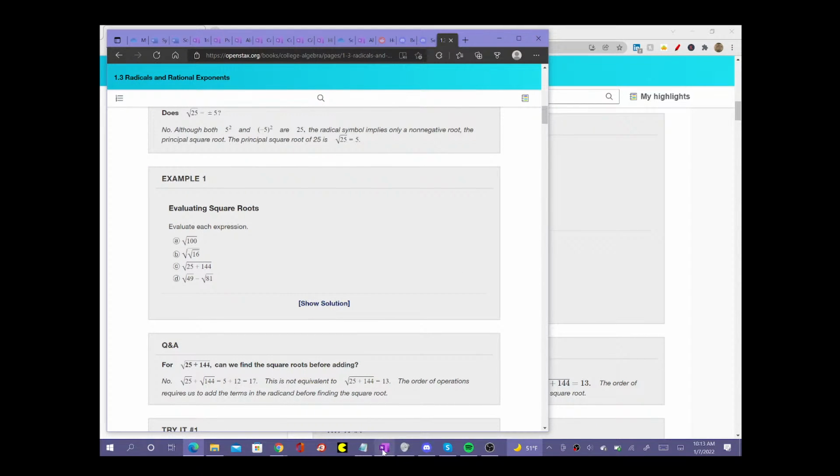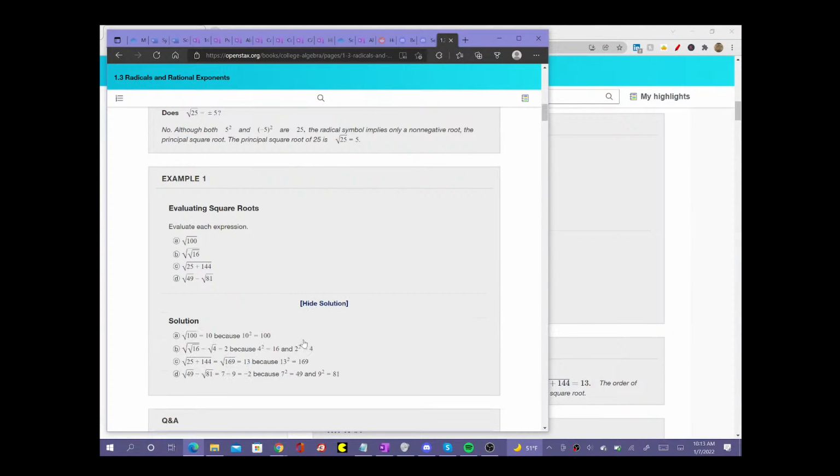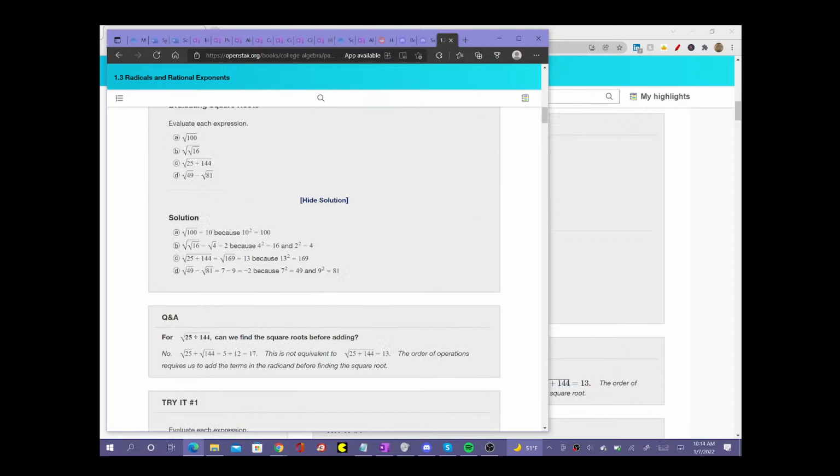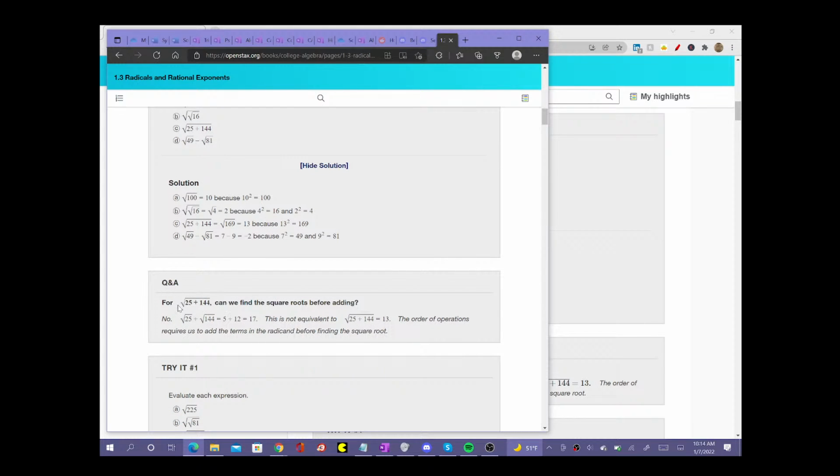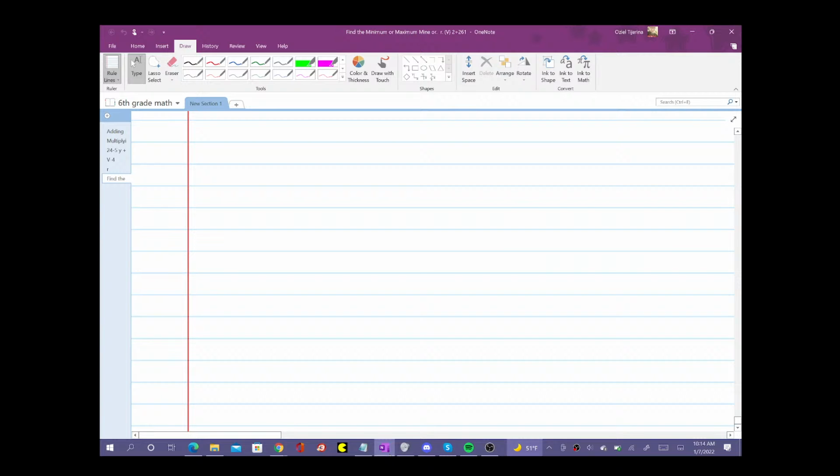Yeah, as you can see, all the ones that we did so far, you can see that it's 7 minus 9 equals -2, right? So here's the thing about Q&A. For the square root of 25 plus 144, can we find the square roots before adding? So no, you can't do that.